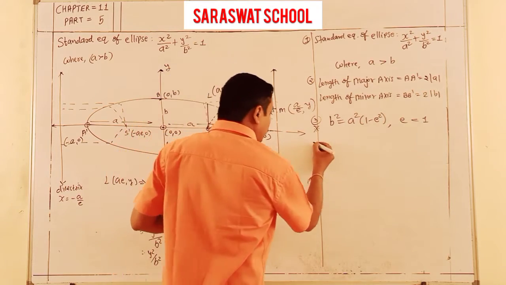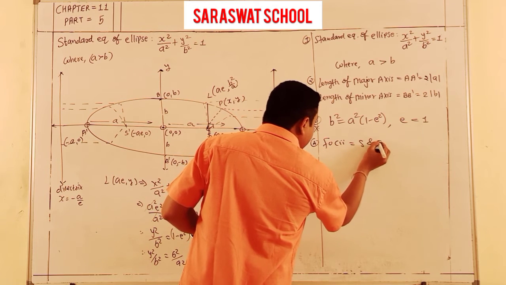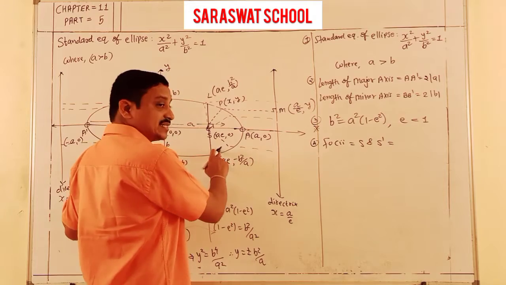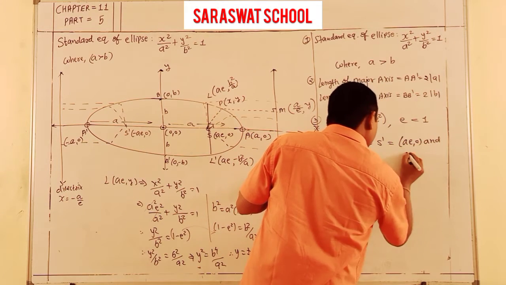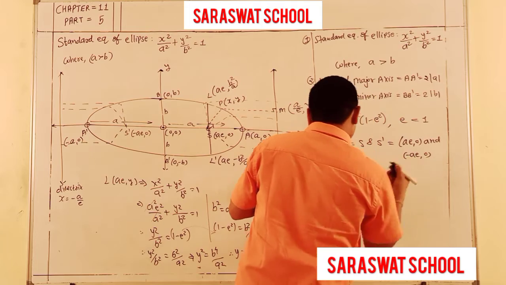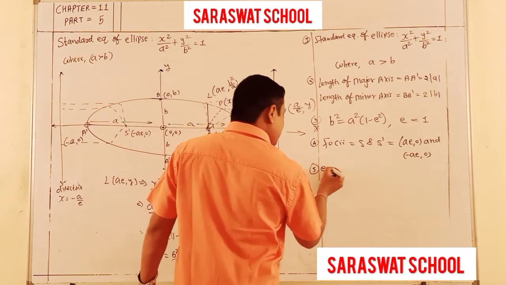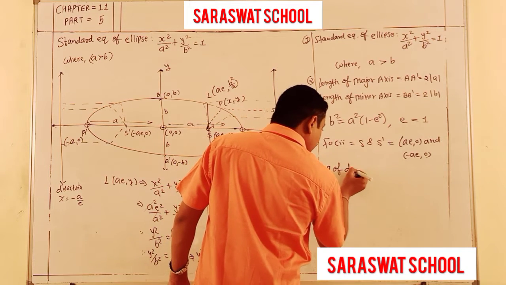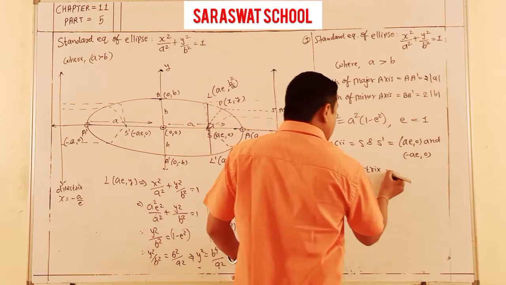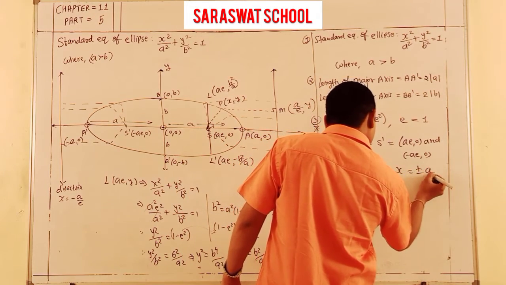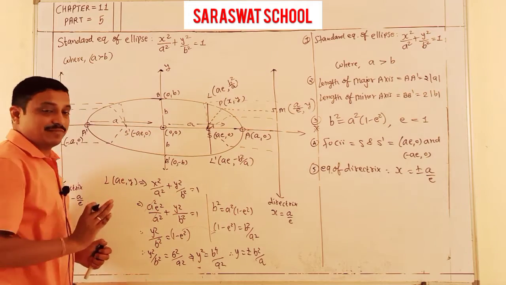Now continue, fourth point: focus. Either foci S and S dash. These are the two, S and S dash: ae comma 0 and minus ae comma 0. Fifth, yes, directrix. Equation of directrix. These are your two values, x is equal to plus or minus a by e. This is a by e, second minus a by e.